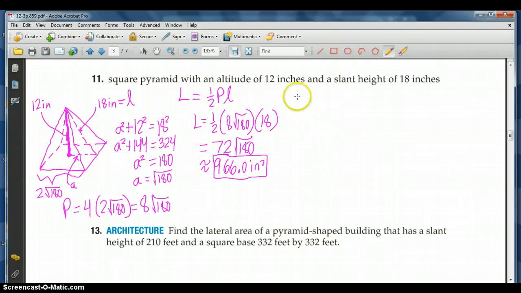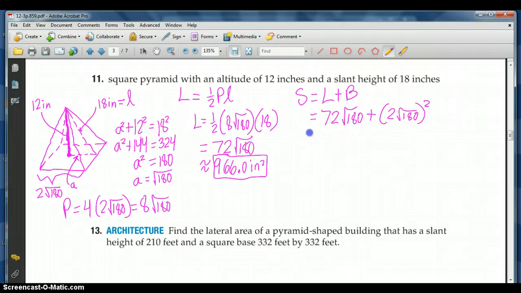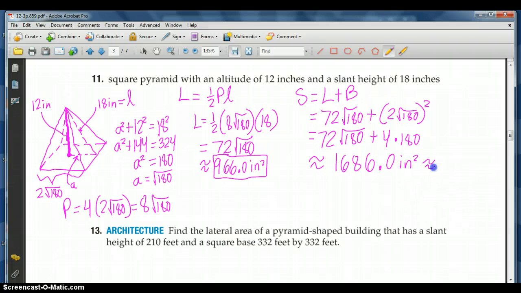Now I'm going to use this lateral area to find my surface area, which is lateral area plus the area of the base. Since my base is a square, to find the area of the square, I just take a side and square it. So my lateral area is 72 square root of 180. And then the area of the square is, my side length is 2 square root of 180. And then I'm going to take that and square it. So I get 72 square root of 180 plus 2 squared is 4, the square root of 180 squared is 180. And 4 times 180 plus 72 times the square root of 180 is approximately 1,686 square inches for surface area.